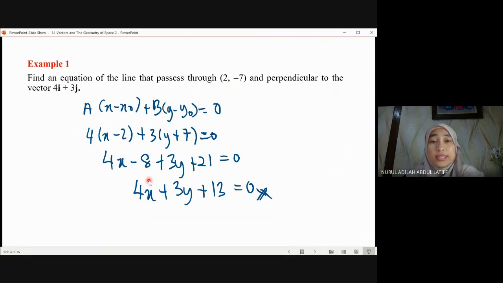Things that you should understand in this topic are what is the point P and what is the perpendicular vector n. When you know these two elements or terms, you can answer or solve the equation straight away.